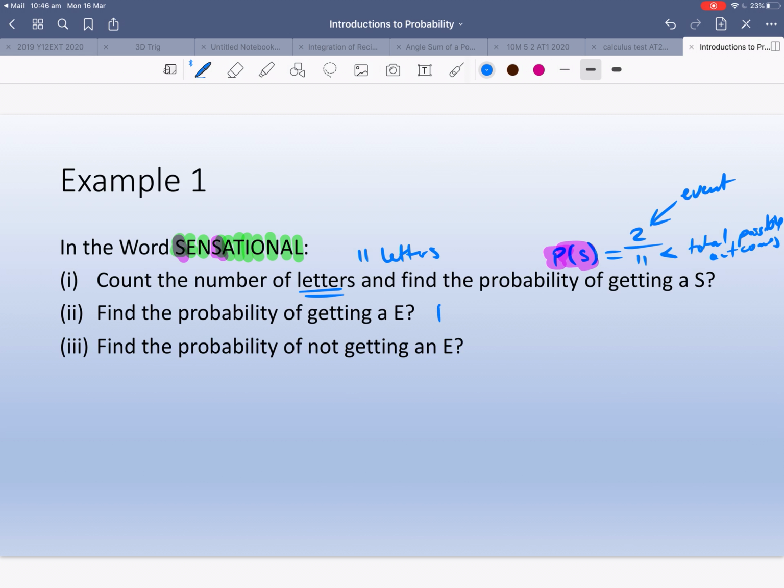Now let's look at the probability of getting an E. It looks like there's just one E, so that's going to be 1 out of how many letters there are, 11. So we write it like that. And the probability of not getting an E, we write E with a little hat on it. That means not E. So that's every other one. It's going to be 10 over 11, because we've got to take the probability of getting an E out of the whole possibility. So not E is everything else other than E. All right, so that's the first example. Make sure you write it down.